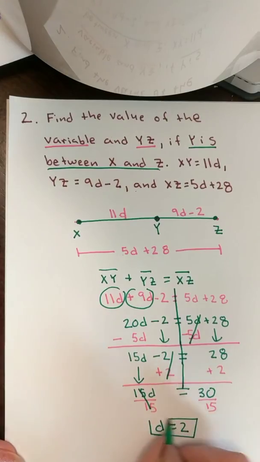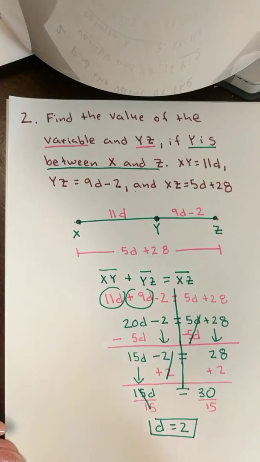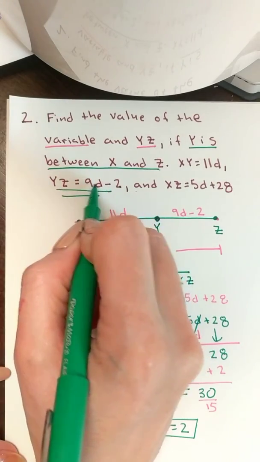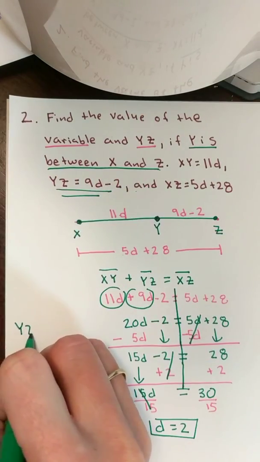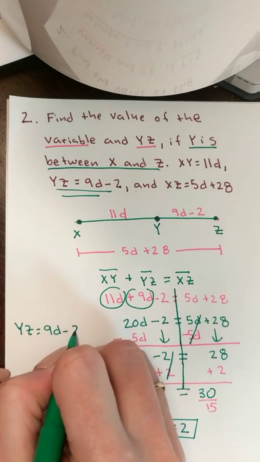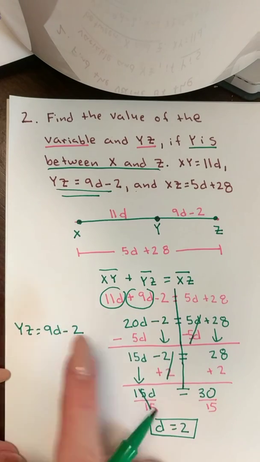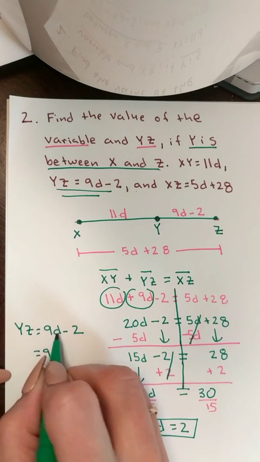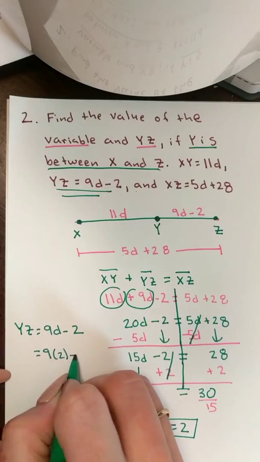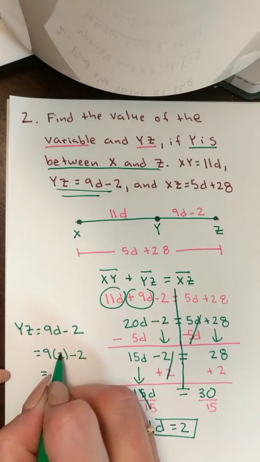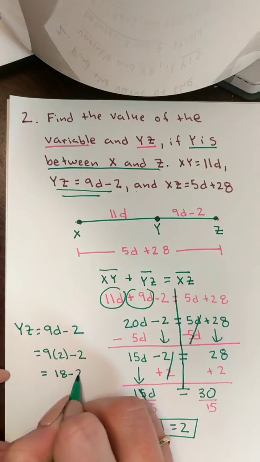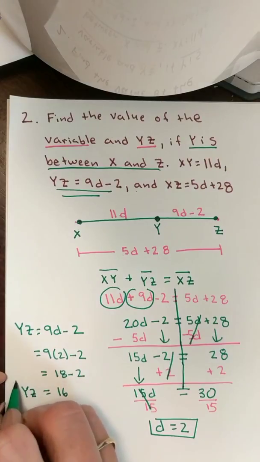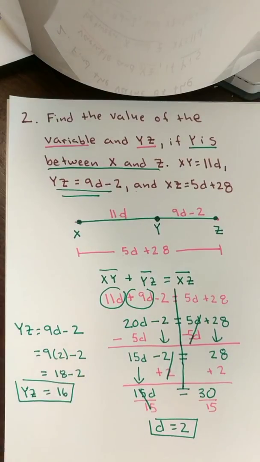So we found our variable, but they also want us to find what YZ is. YZ, again, is 9D minus 2. We're going to substitute 2 in for D. So we have 9, and instead of writing D, I'm going to write 2, minus 2. 9 times 2 is 18, minus 2. 18 minus 2 is 16. So YZ equals 16. And then we're done.